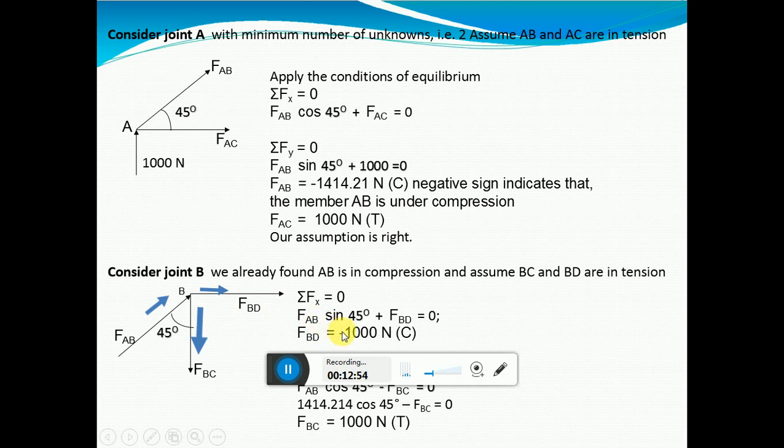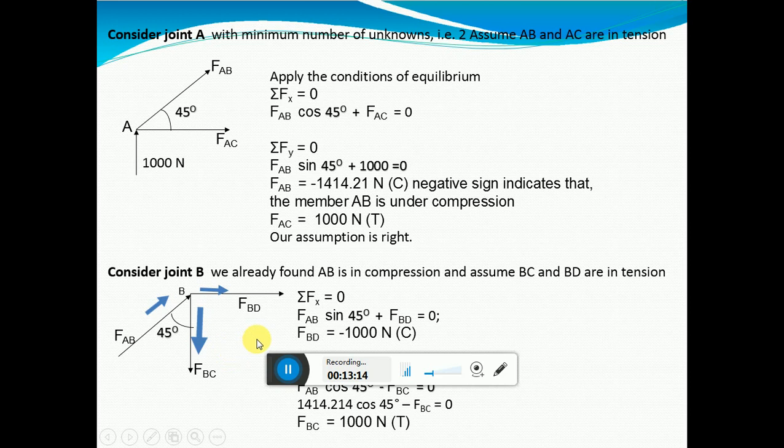But you found that minus 1000 Newton. So in this particular problem, still you will take it as minus, whereas when you go to next joint, you will change the arrow mark in that joint. Okay, that is when you go to joint D.